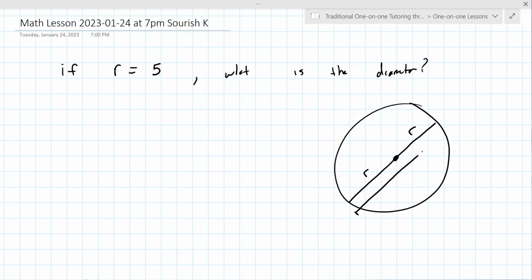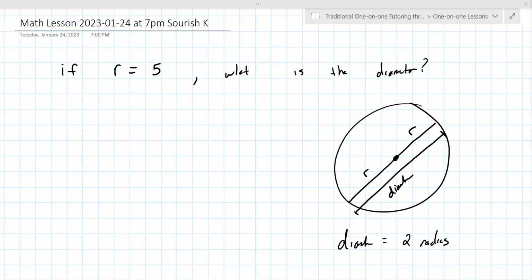The radius is 5. The radius is 5. The diameter is 2 radii. The diameter is 2 radiuses. So you have to take this radius and either add it to itself or double it. Either one is good.